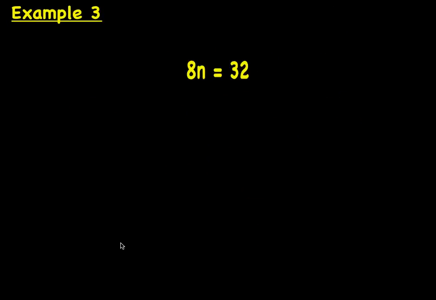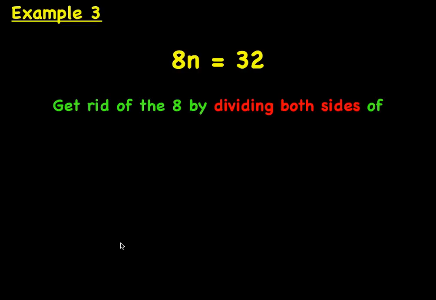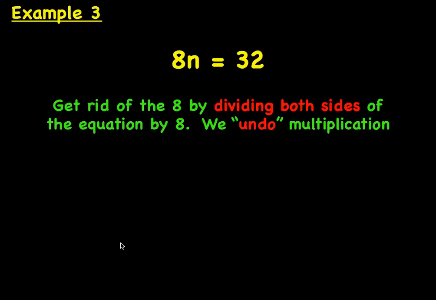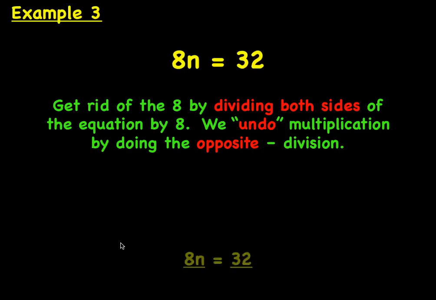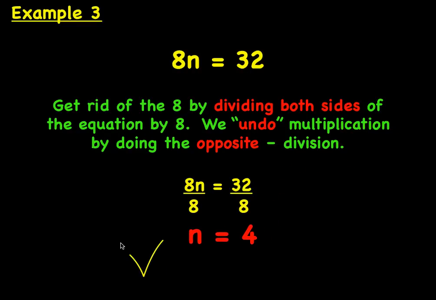Now let's try a multiplication problem. 8 times n equals 32. Well, to undo multiplication, we would use division. So we're going to get rid of the 8 by dividing both sides of the equation by 8. Again, we're undoing the multiplication by doing the opposite, which is division. So we're going to take both sides and divide them by 8. 8 divided by 8 gives us 1, and 32 divided by 8 gives us 4. So our answer is n equals 4.